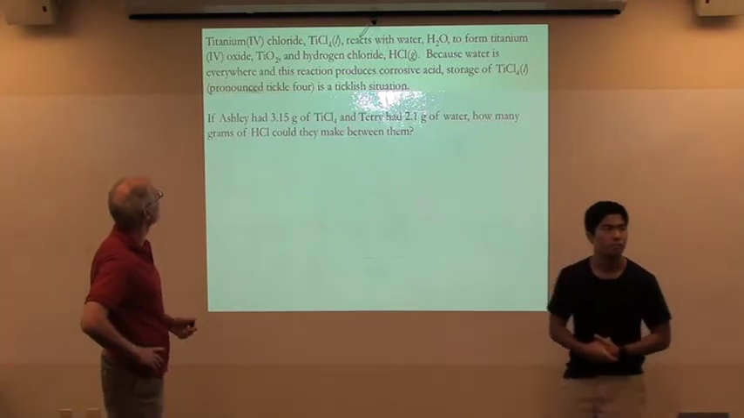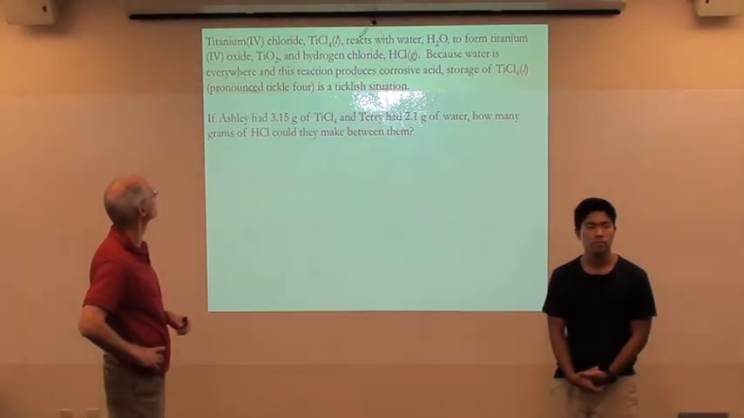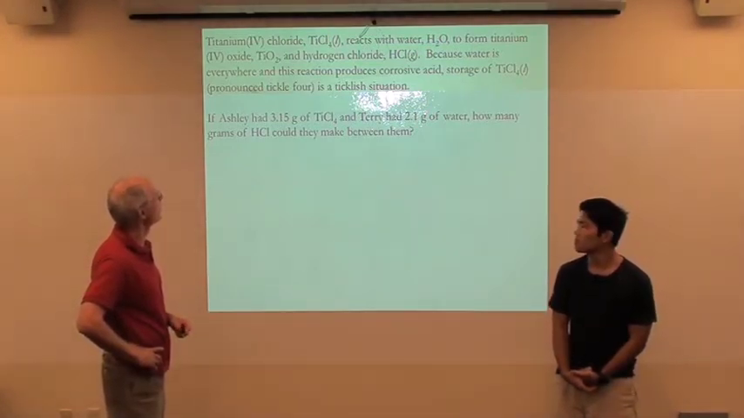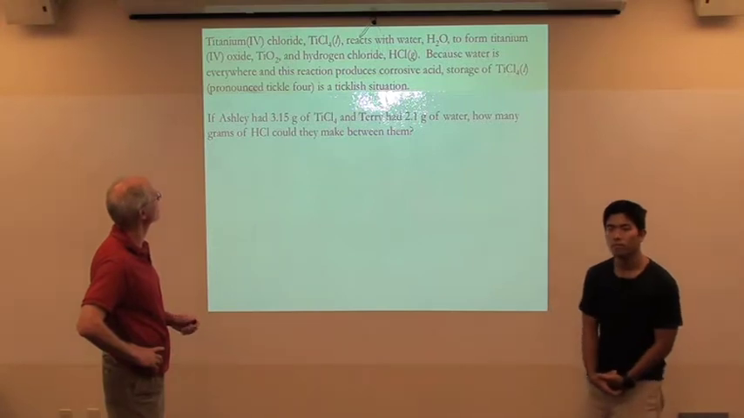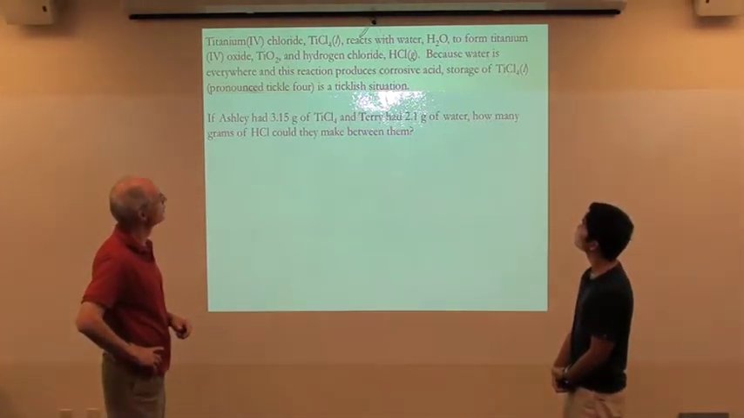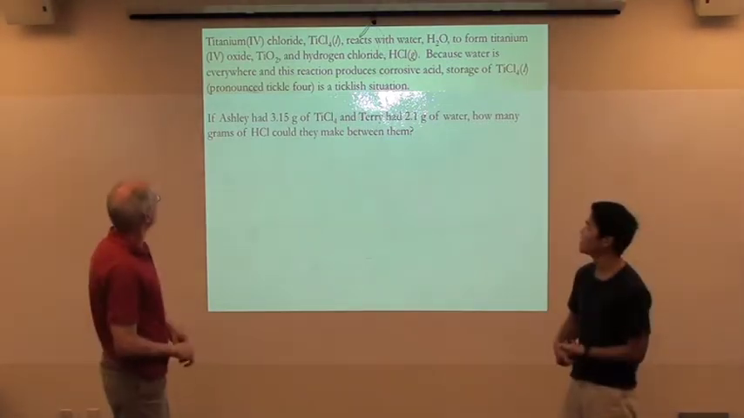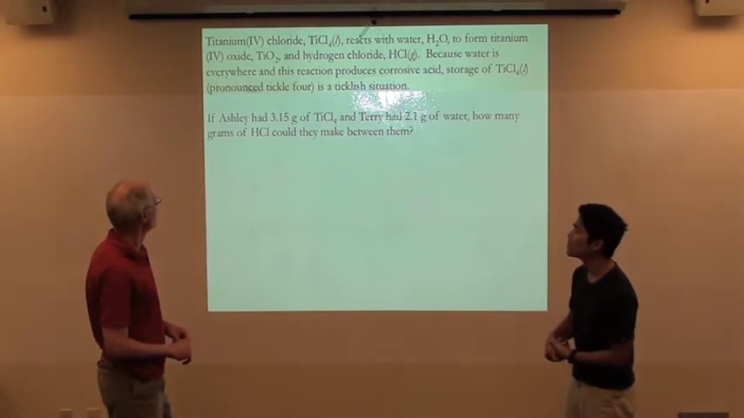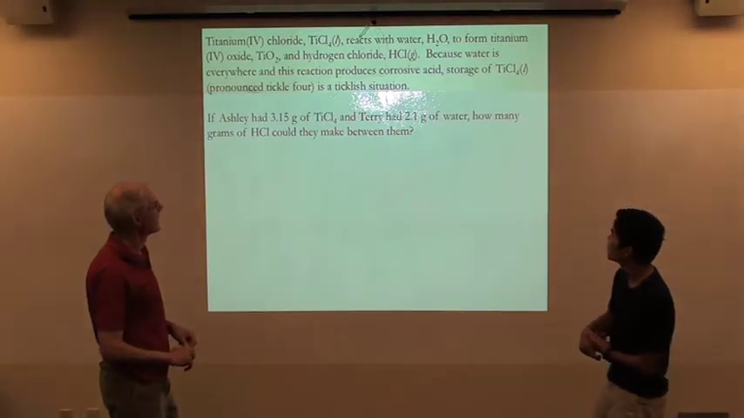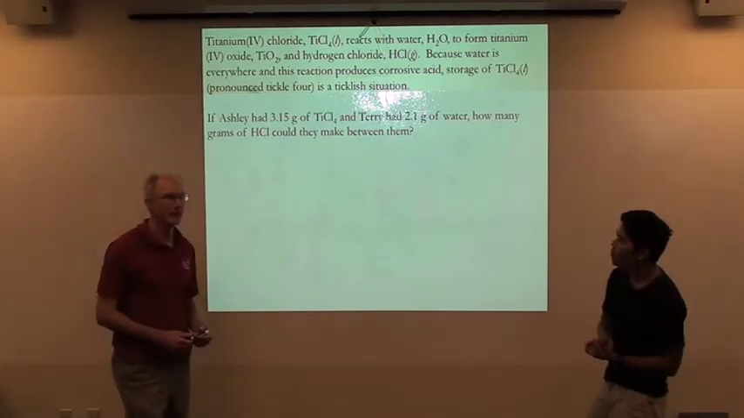Titanium 4 chloride, TiCl4, reacts with water to form titanium 4 oxide and hydrogen chloride. Because water is everywhere, this reaction produces a corrosive acid. Storage of TiCl4 is a ticklish situation. So if Ashley had 3.15 grams of TiCl4 and Terry had 2.1 grams of water, how many grams of HCl could they make between them?